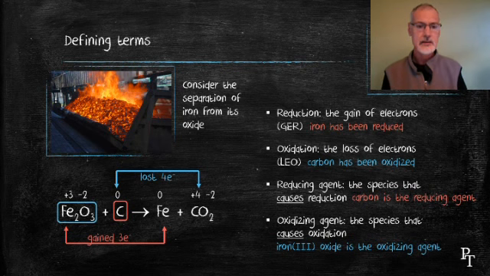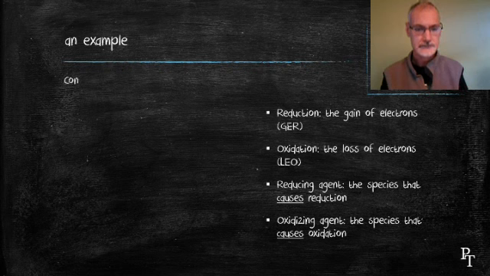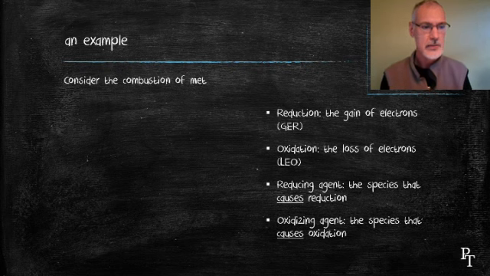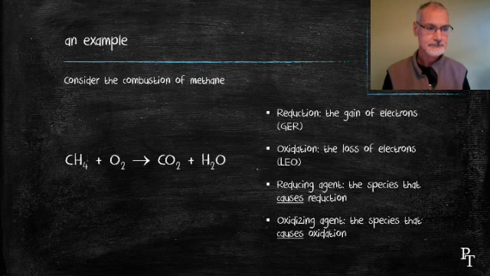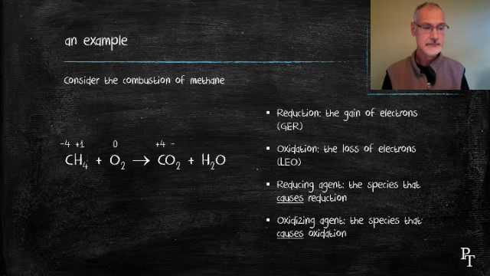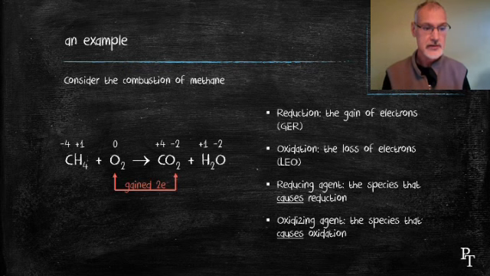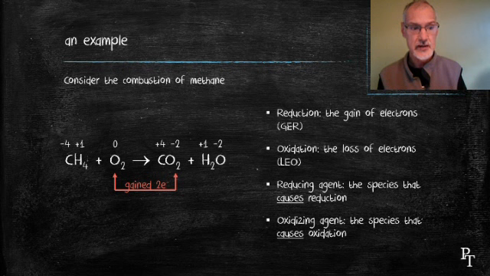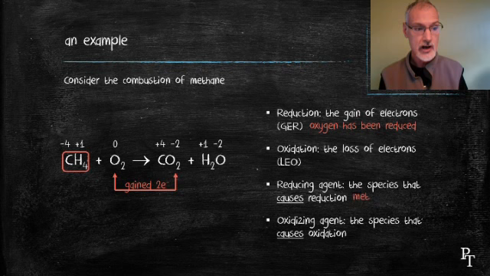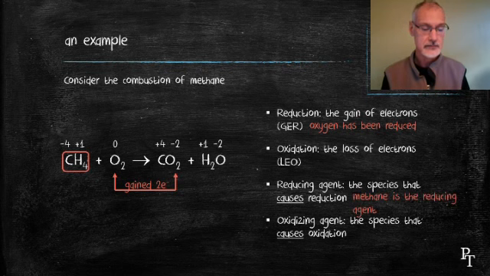Now, we'll take a look at a couple other examples. First off, let's look at the combustion of methane. Again, I'll identify the oxidation states. From this example, I can see that the oxygen has been reduced because it has gained electrons to go from 0 to -2. The substance that has caused this would be the methane, and so it's identified as the reducing agent.